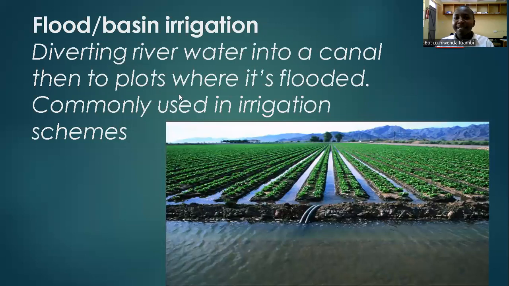Right. The other one is flood irrigation, where we divert the river water into a canal, and then to the plots where it is flooded. And this one is common in irrigation schemes, very common in the irrigation schemes. I think the photograph is able to give us a very good picture of flood irrigation or basin irrigation.